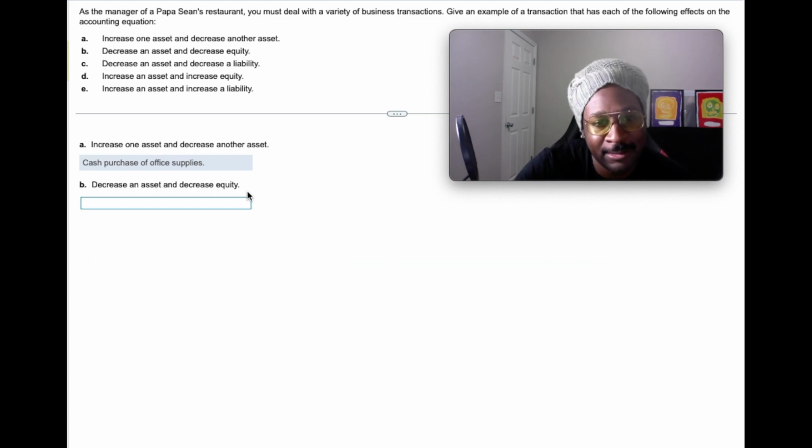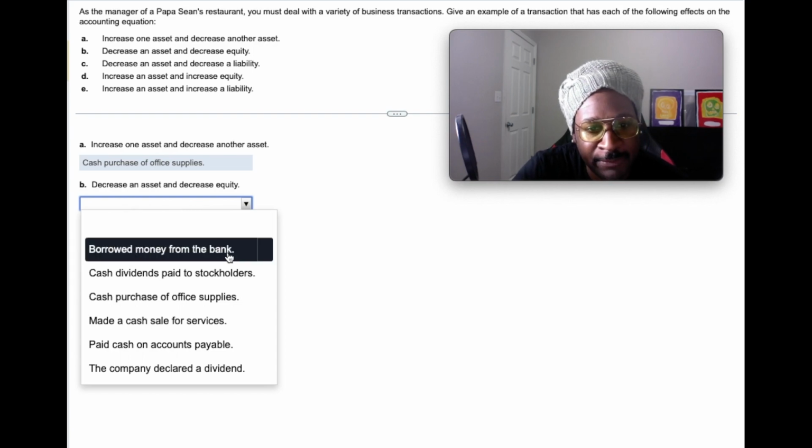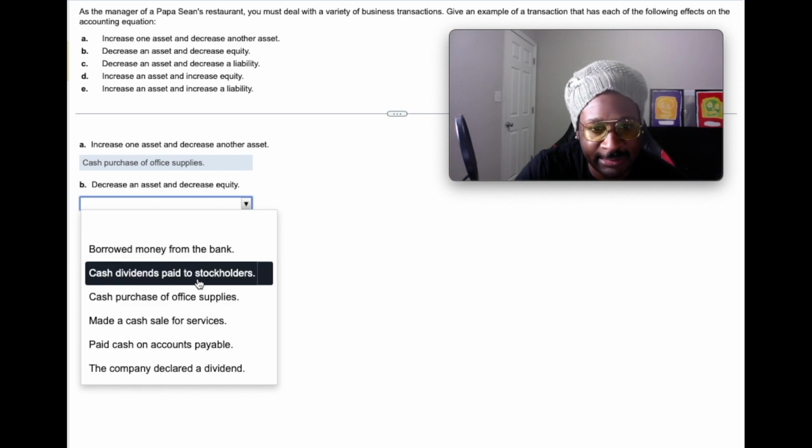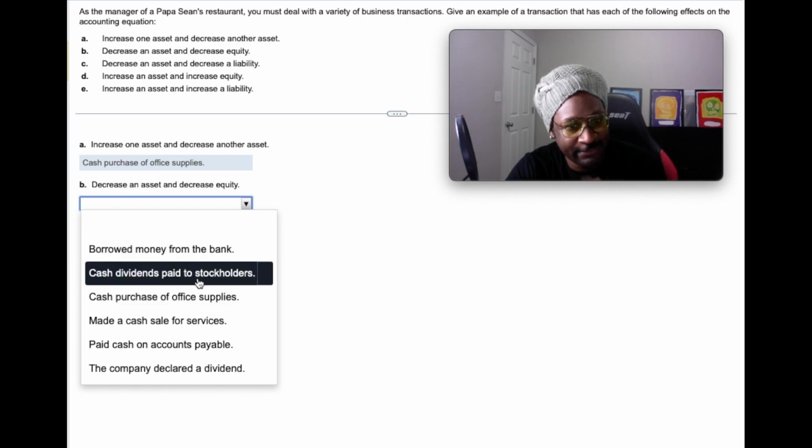I know the answer, but let's see what we have. Borrow money from a bank. Again, that's dealing with a liability, so that's out because we're borrowing. Cash dividends paid to stockholders. Well, when we pay cash dividends to stockholders, what happens? Cash is going down, which is an asset, right? And stockholders' equity is going down. Why? Because the second part of stockholders' equity is retained earnings. And we just said anytime that you're paying dividends, retained earnings goes down. So this is the answer, gang.